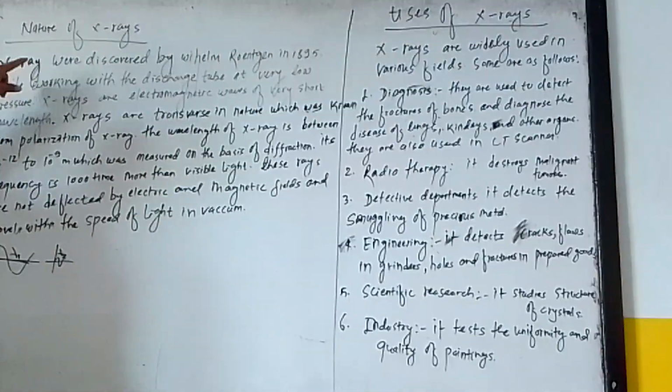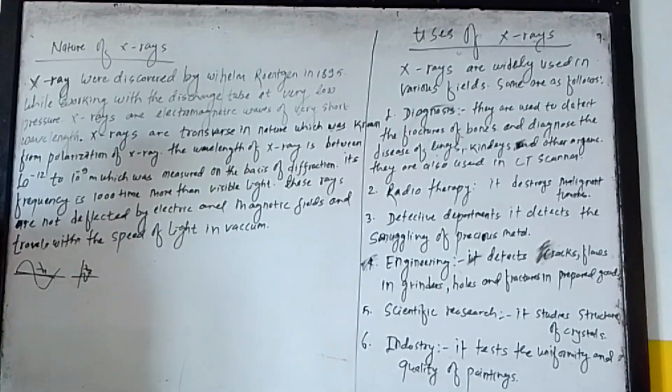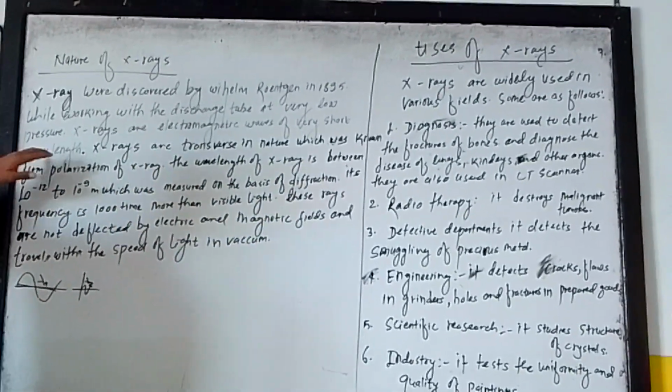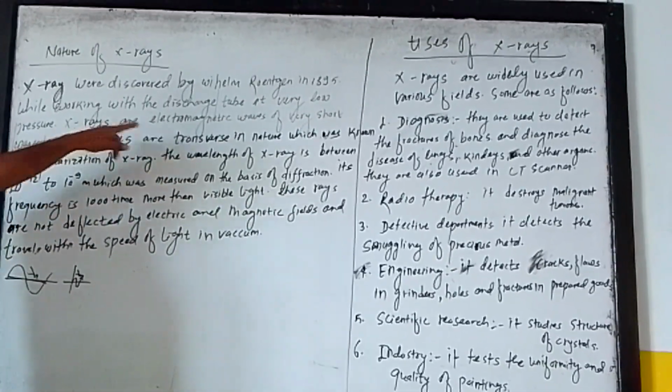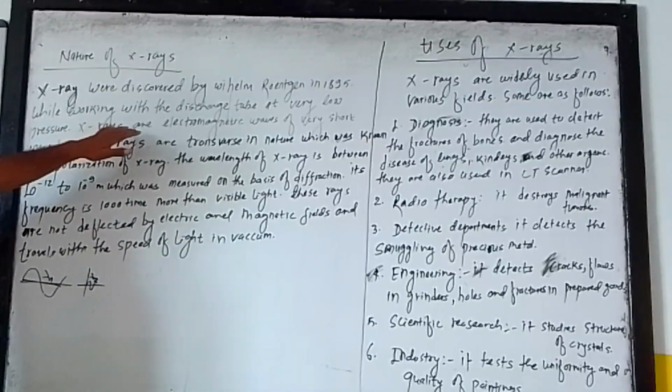Talk about X-ray today. X-ray is one of the electromagnetic waves. Electromagnetic waves of a very short wavelength. You know that it has a very short wavelength, and it is an electromagnetic wave. So here it is written: X-rays are electromagnetic waves of a very short wavelength.